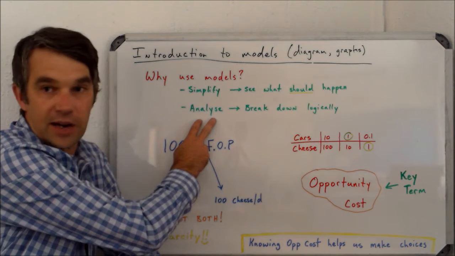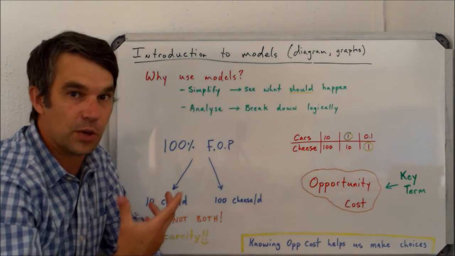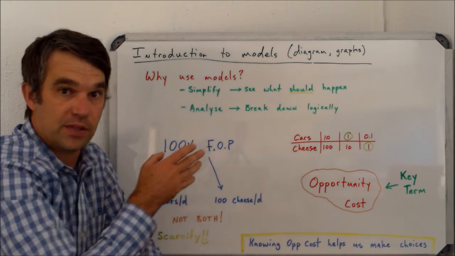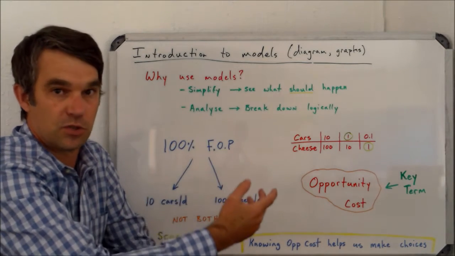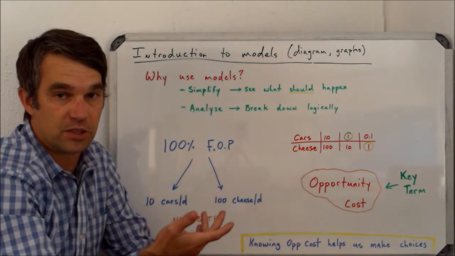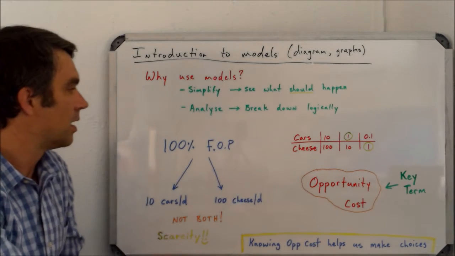They also help us in our analysis. They help us to clearly explain what it is that we're trying to say. We can point to a model and say, if this happens and this happens, we should see this result. And that just helps us to get across or demonstrate our understanding of an economic principle or idea.